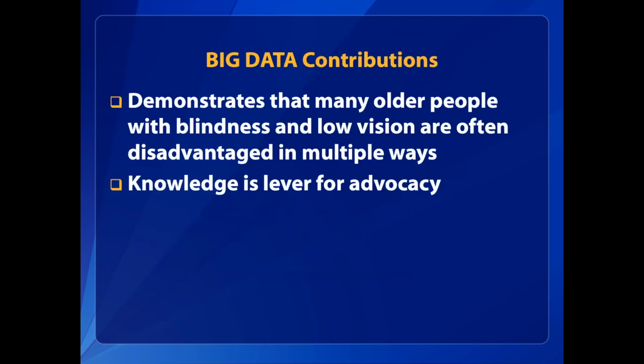Okay, so what we know, I think, is that the constituency that we serve, the older people with vision impairment, are disadvantaged in multiple ways. And they're kind of compounding when you think about it. And that knowledge, I think, gives us a lever for the advocacy that we want to accomplish. So next slide.